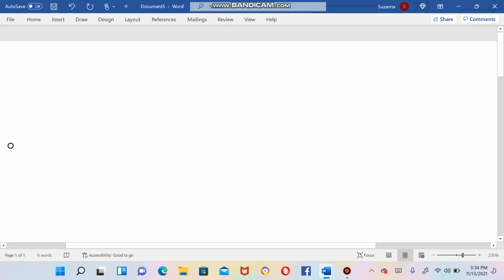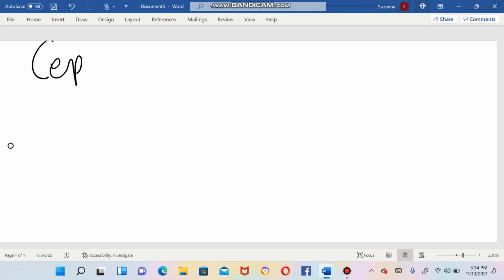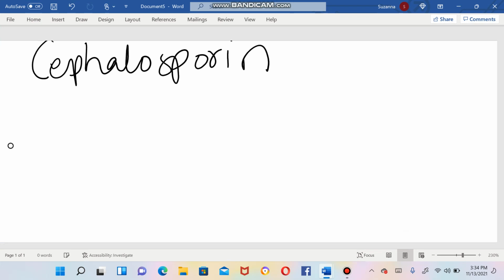So hello guys, today we are going to study another group of antibiotics, which is cephalosporin. As we all know, cephalosporin is divided into four generations.